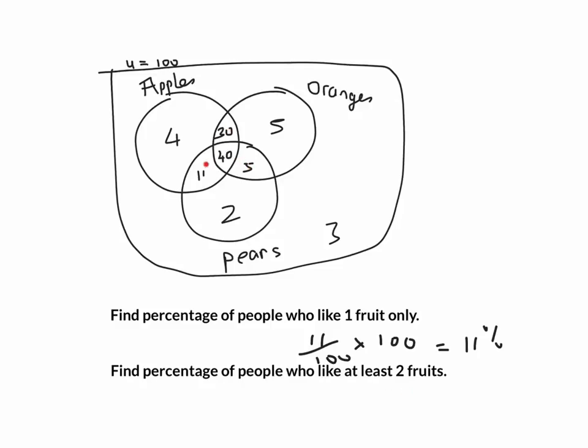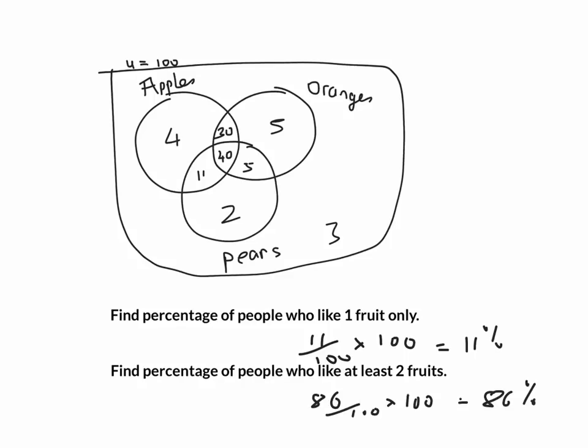So this is the area we're concerned with, and again we add all the amounts. So 30 and 40 is 70, 81 plus 5 is 86. So that'll give us 86 over 100, multiply by 100, gives you 86%.